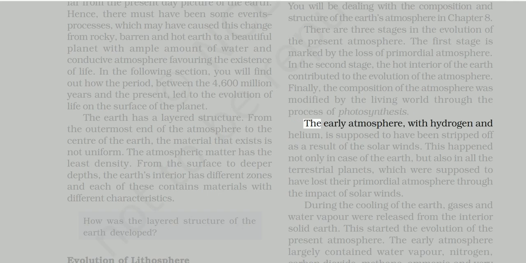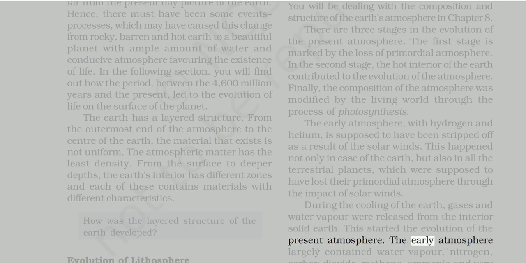The early atmosphere, with hydrogen and helium, is supposed to have been stripped off as a result of the solar winds. This happened not only in case of the Earth, but also in all the terrestrial planets, which were supposed to have lost their primordial atmosphere through the impact of solar winds. During the cooling of the Earth, gases and water vapor were released from the interior solid Earth. This started the evolution of the present atmosphere.